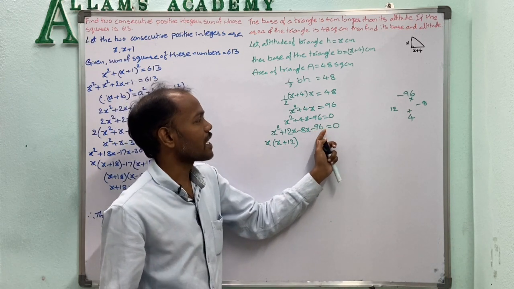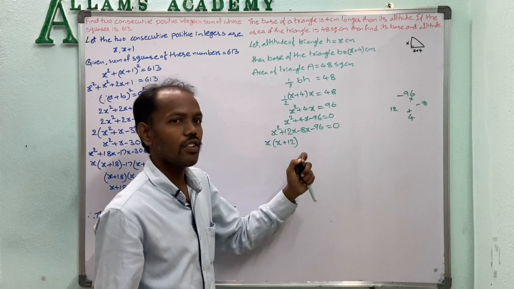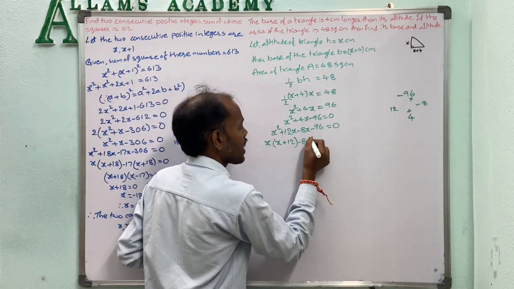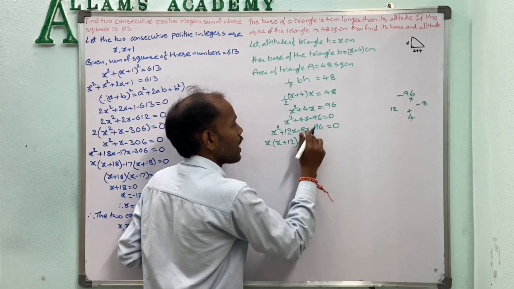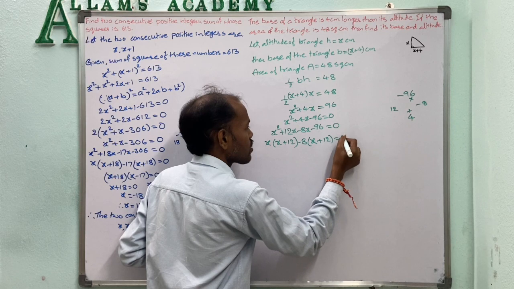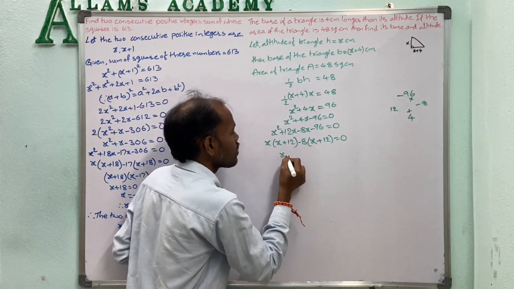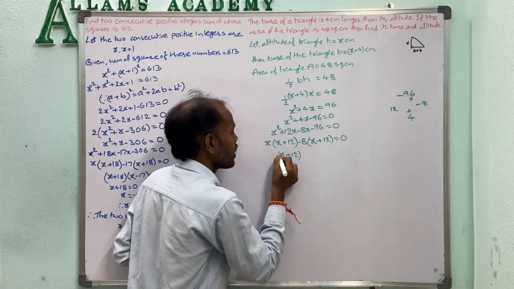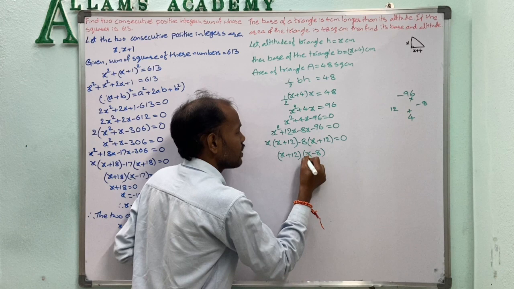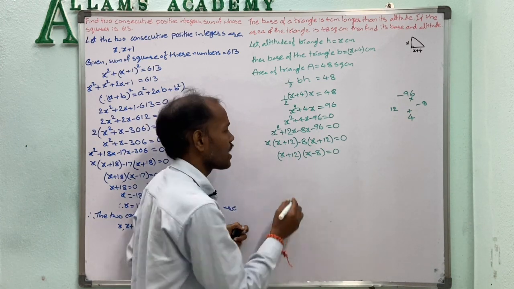Now here 96 we can write as 12 into 8, and 8x means 8 into x. So in both of these, minus 8 is common. Taking minus 8 common leaves x here. Minus into minus is plus, so 8 into 12 is 96. So plus 12 equal to 0. Now in both, x plus 12 is the common factor. Taking x plus 12 common, what remains is x in the first and minus 8 in the second, equal to 0. So the product of x plus 12 and x minus 8 equals 0.